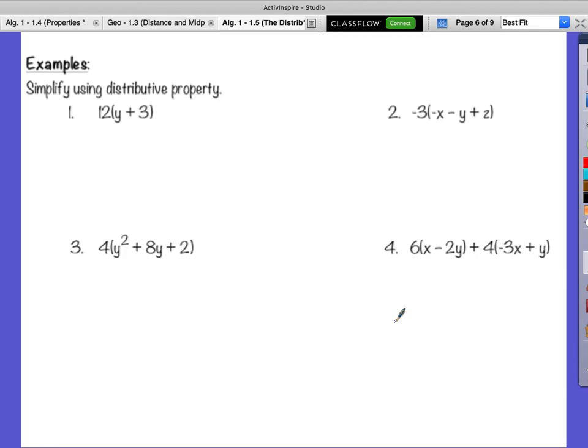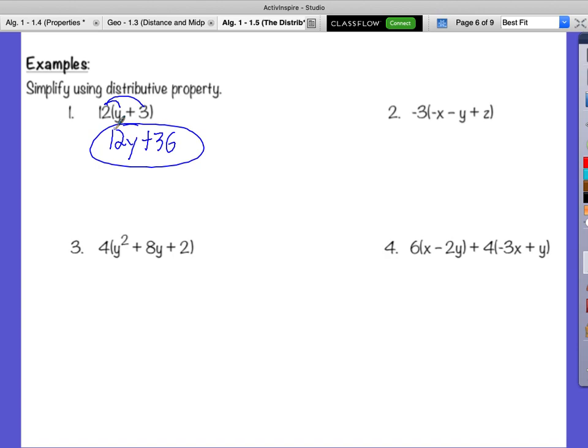So let's come up here, let's look at this here, okay? So 12 times y plus 3, we do 12 times y, which is 12y. 12 times 3, which is 36, and we add them together because we have the plus sign originally, okay? Question on that first one.